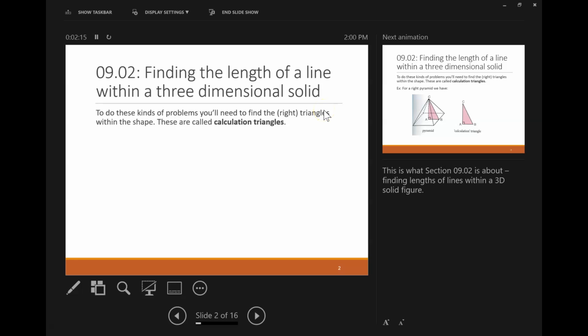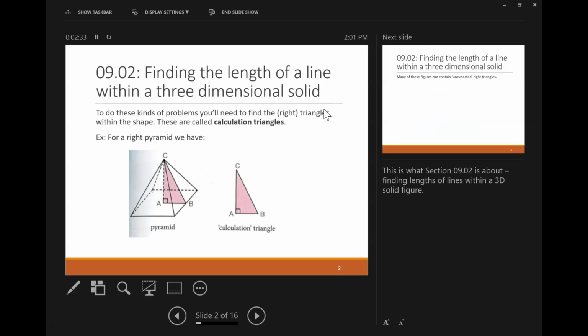So really the first part of this lesson today, I want to just talk about what these calculation triangles are and how we know they're right triangles, just try to build a little intuition about if I'm looking at one of these three-dimensional figures, what am I really looking for? Okay?